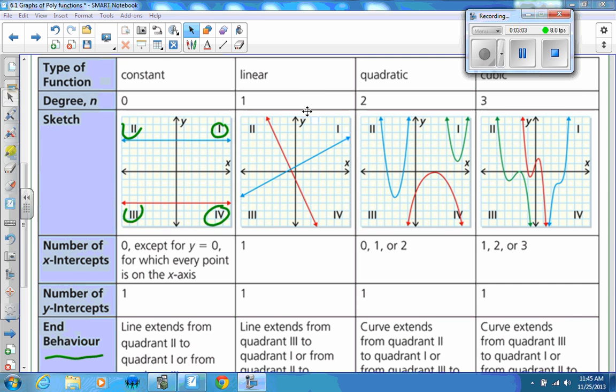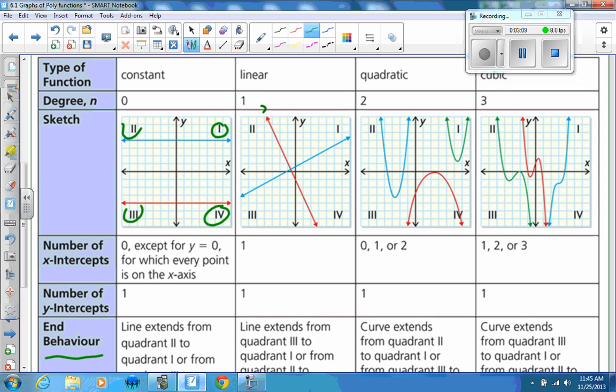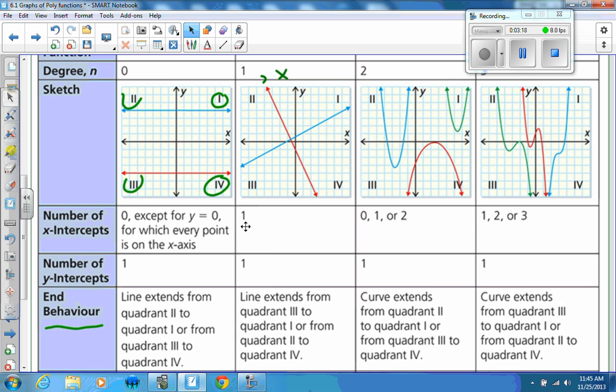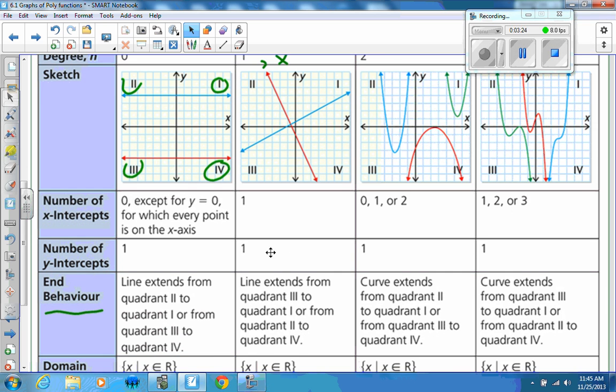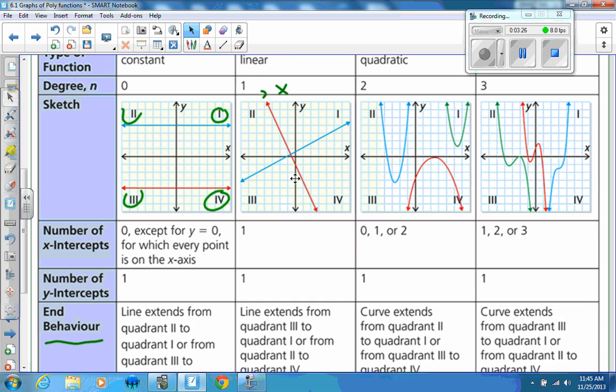If you look at a linear function, you see that it has a degree of 1. So it has only 1x with no power. Okay? The graph is a straight line. It can go up, down, either or. It only has one x-intercept, meaning it crosses the x-axis only at one point. It has one y-intercept, which means it crosses the y-axis only at one point.